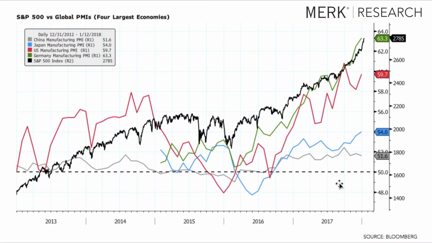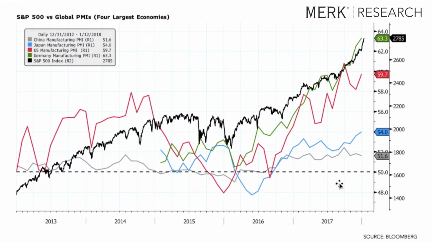Then the picture right now is that all readings are currently positive. They're all above 50 and generally trending higher. So I think that the S&P 500 in some part is likely being supported by the positive global growth outlook.